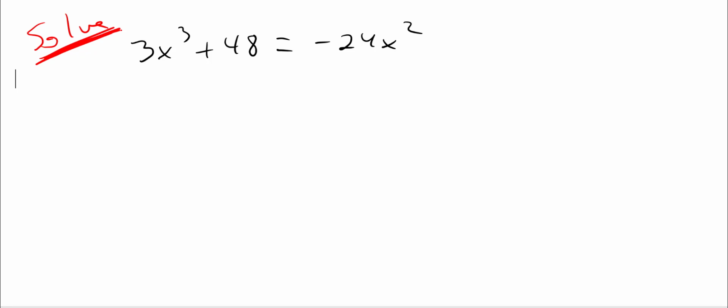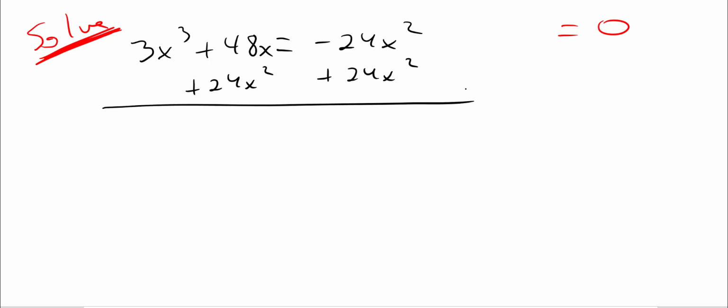But basically what you're doing here is you got to move everything over so it equals 0. So see this negative 24x squared? I'm going to add 24x squared to both sides. Oh, and by the way, there's an x here. I'm sorry. Put an x over there. Okay, and then you want to put it in descending order, guys.